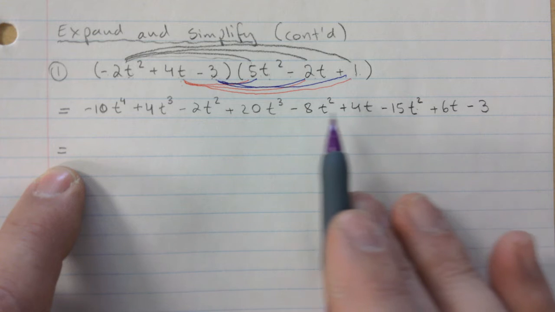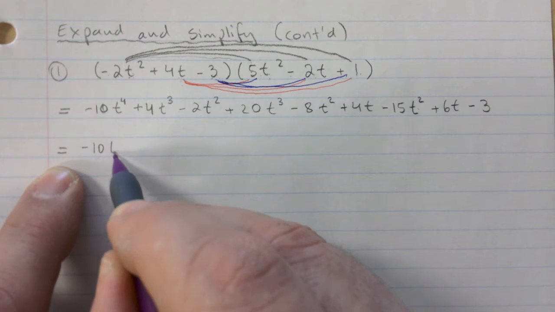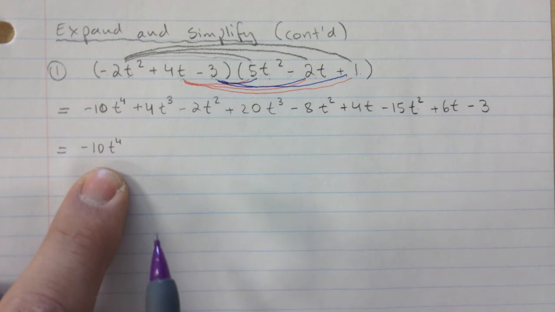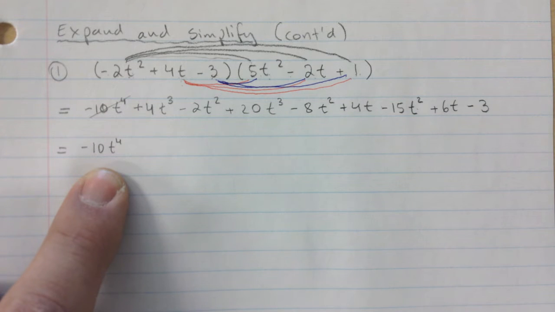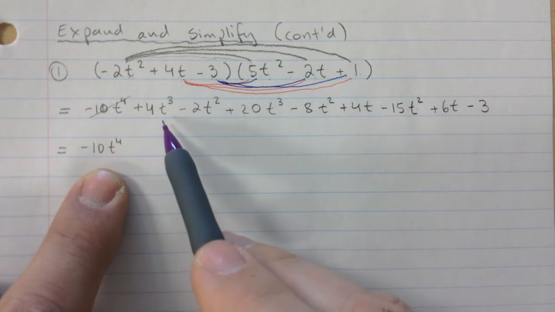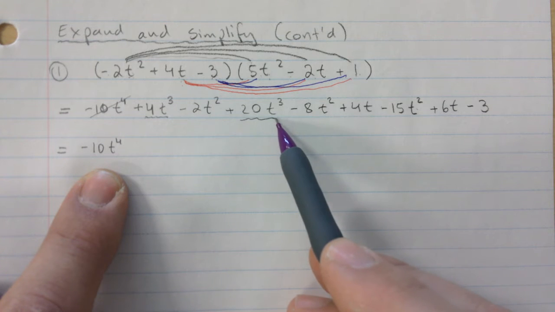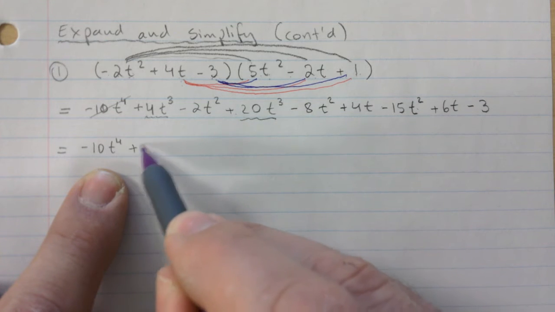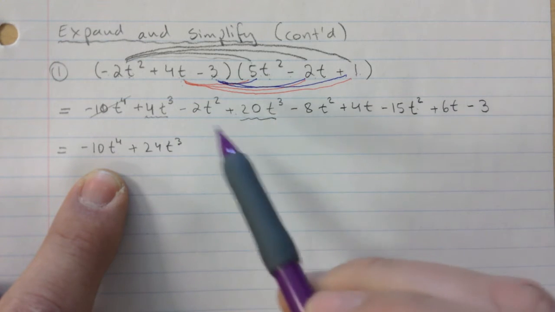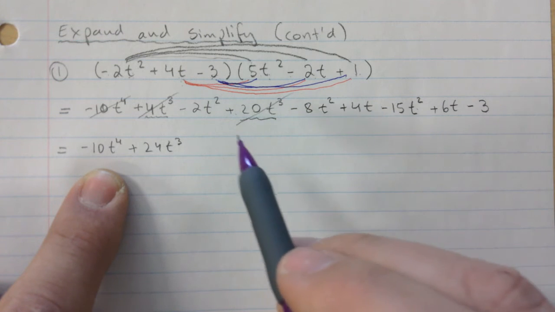I'm going to scan and I'm going to look for the highest power of t, which is right here. So there's no other t to the power of 4, so we just write that one down. If you want to do a light cancel like that to help you notice, okay, I took care of that. I don't need to worry about it. T cubed, there's a t cubed here, t cubed there, and that's it. So they're both positive, so they add up to 24t to the power of 3. And I'm just going to do a light scratch like that, so I don't need to worry about those.